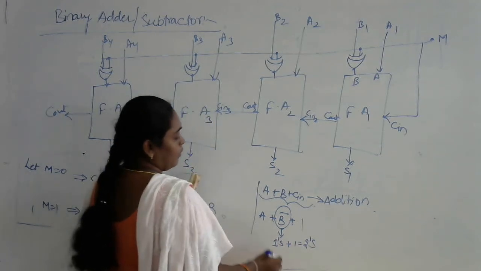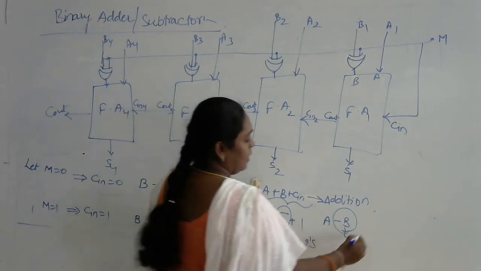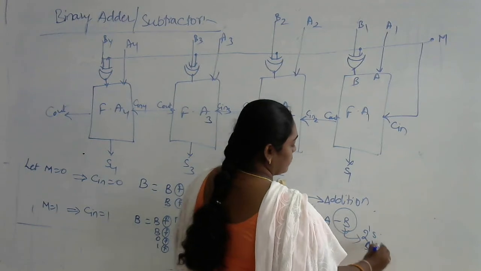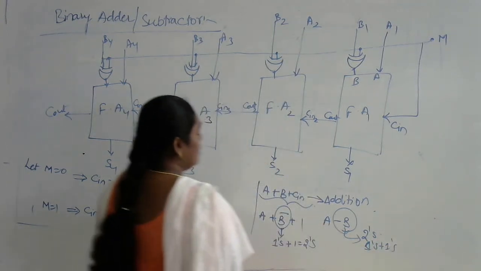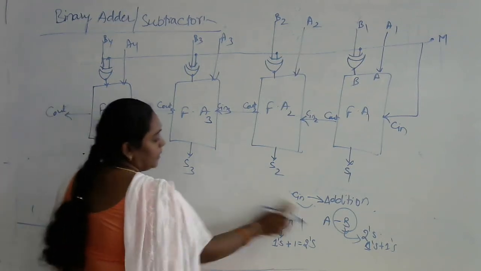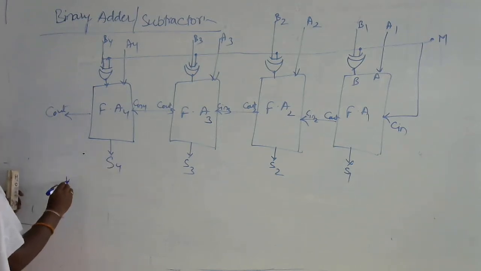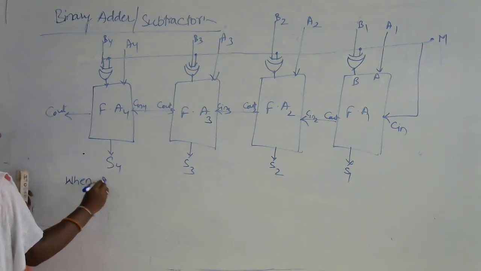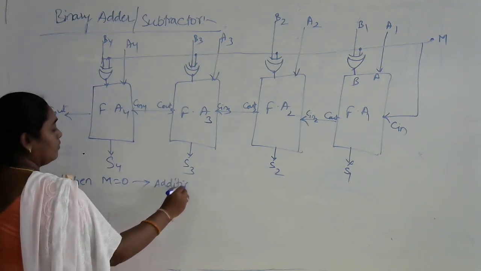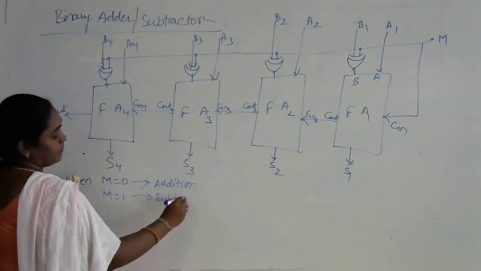So here we are performing a subtraction A minus B. Here minus itself indicates that for B we need to perform 2's complement. 2's complement is 1's complement plus 1, which is then followed by the addition. So whenever M is equivalent to 1, we can say that it is performing an operation of subtraction. Similarly, when M is equivalent to 0, it will perform an operation of addition. When M is equivalent to 1, it will perform an operation of subtraction.